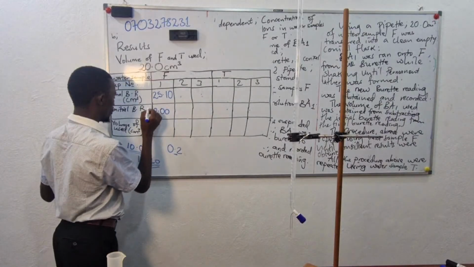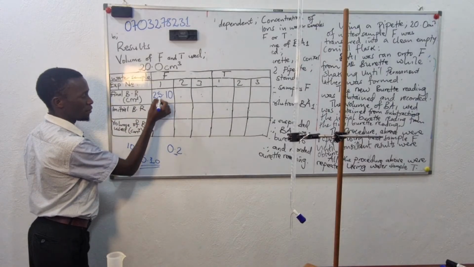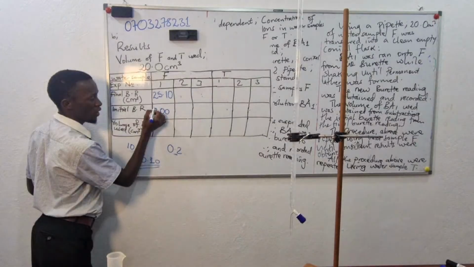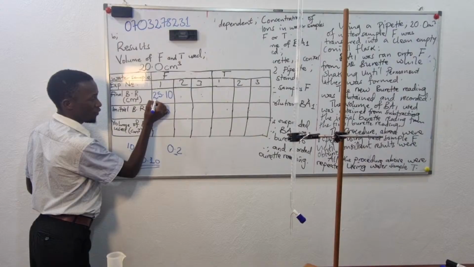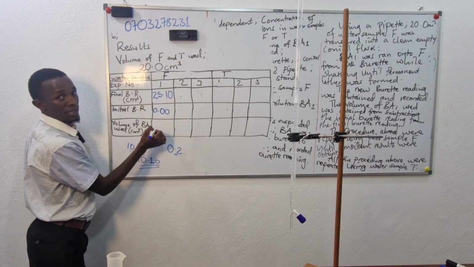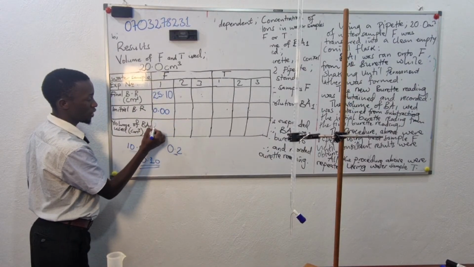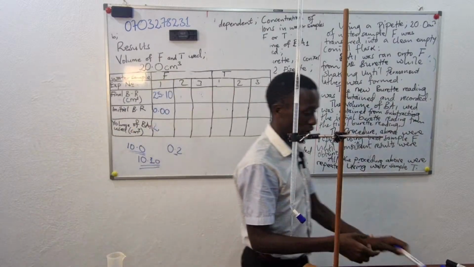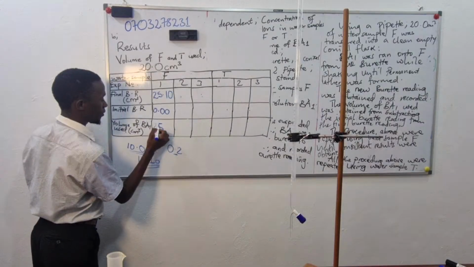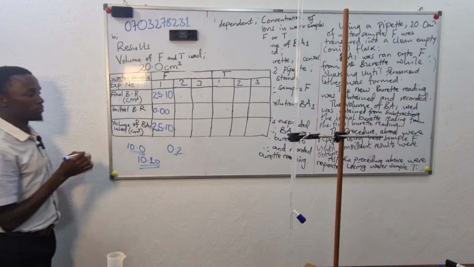So to get the volume of BA1 that was used, we shall get this, meaning this minus this, to get this one. If your initial value was 5 and your final is this, the volume of BA1 used would have been 20, but it's now 25 minus 0. It means the volume that was used is 25.10.